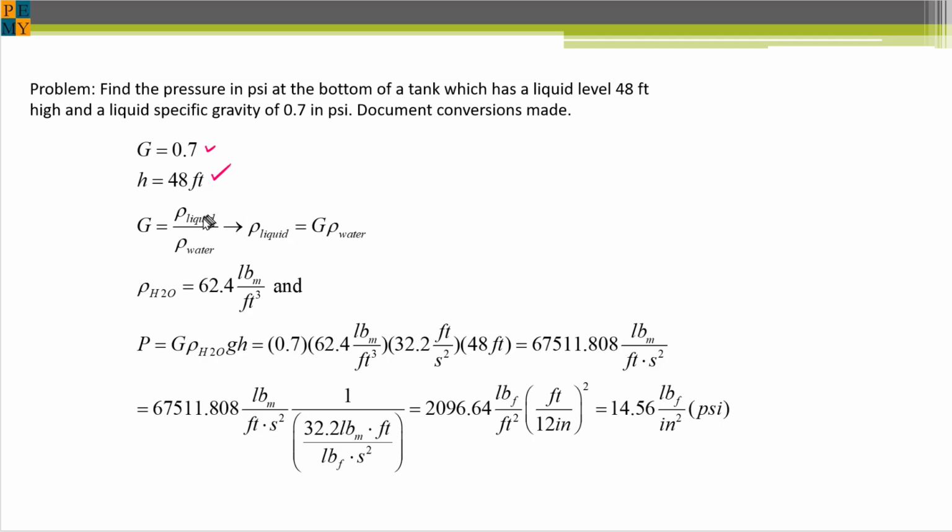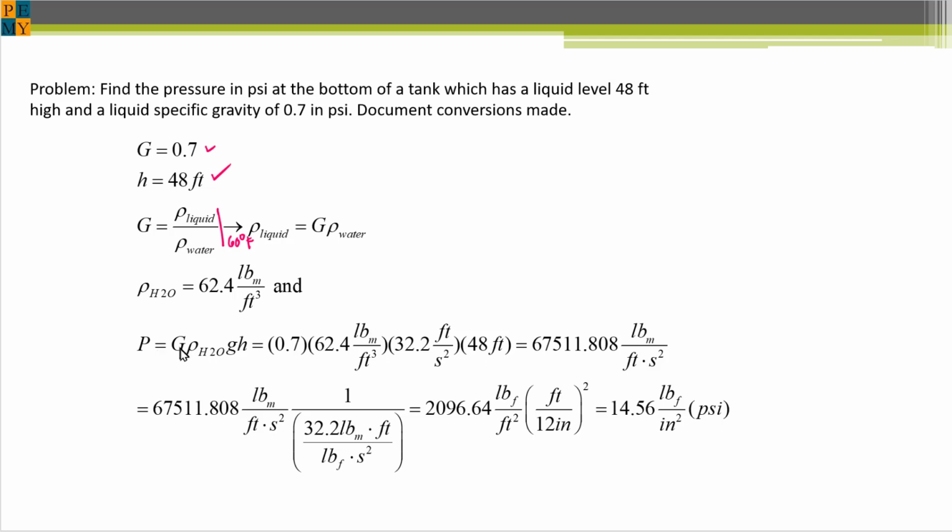G is the ratio of mass densities to that of water for a given liquid. This is usually at 60 degrees Fahrenheit, but the temperature dependence is not very large, so most of the time you can forget about the need to adjust for temperature. In any case, the rho of the liquid is G times rho of water. Rho of water, of course, is 62.4 pounds mass per cubic foot.